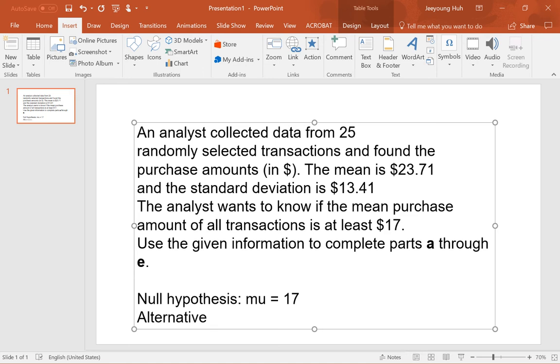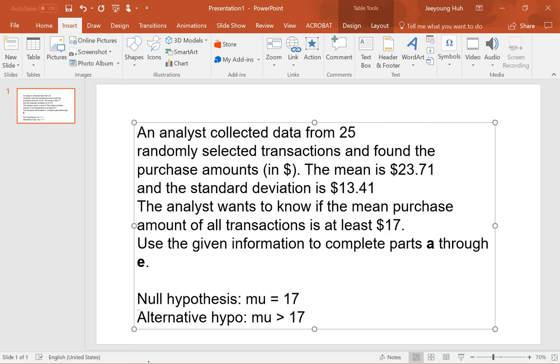And our alternative hypothesis would be mu is less than 17. Well, it wants to know if the mean purchase is at least $17. So greater than 17. So that would be our null and alternative hypothesis.